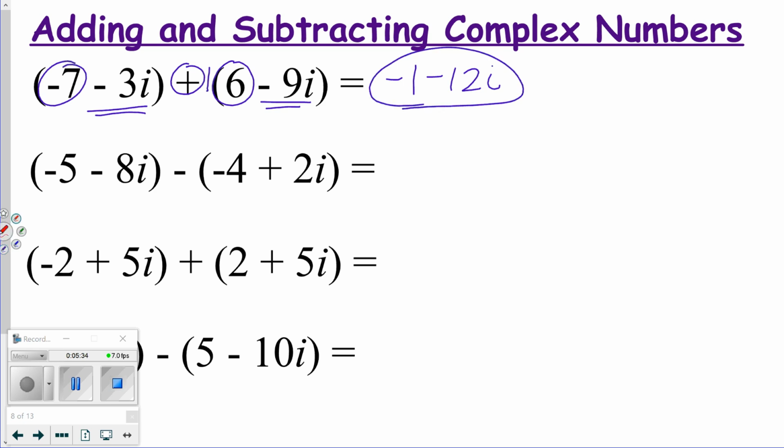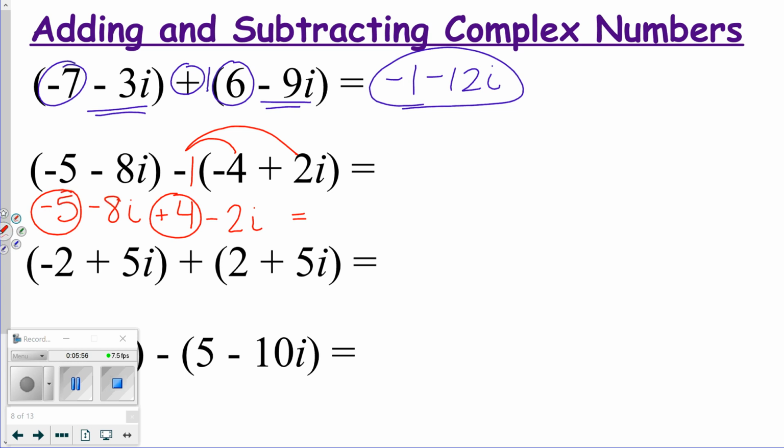Okay, the next problem, there is a negative in between. I need to distribute the -1. First problem's going to stay the same. I'm going to distribute the negative. That will make that a +4. Distribute the negative makes that a -2i. And then put my like terms together. So -5 plus 4 is -1. And -8i minus 2i gives me -10i. Okay, so you have to make sure you're being very careful and looking at what signs are in between.